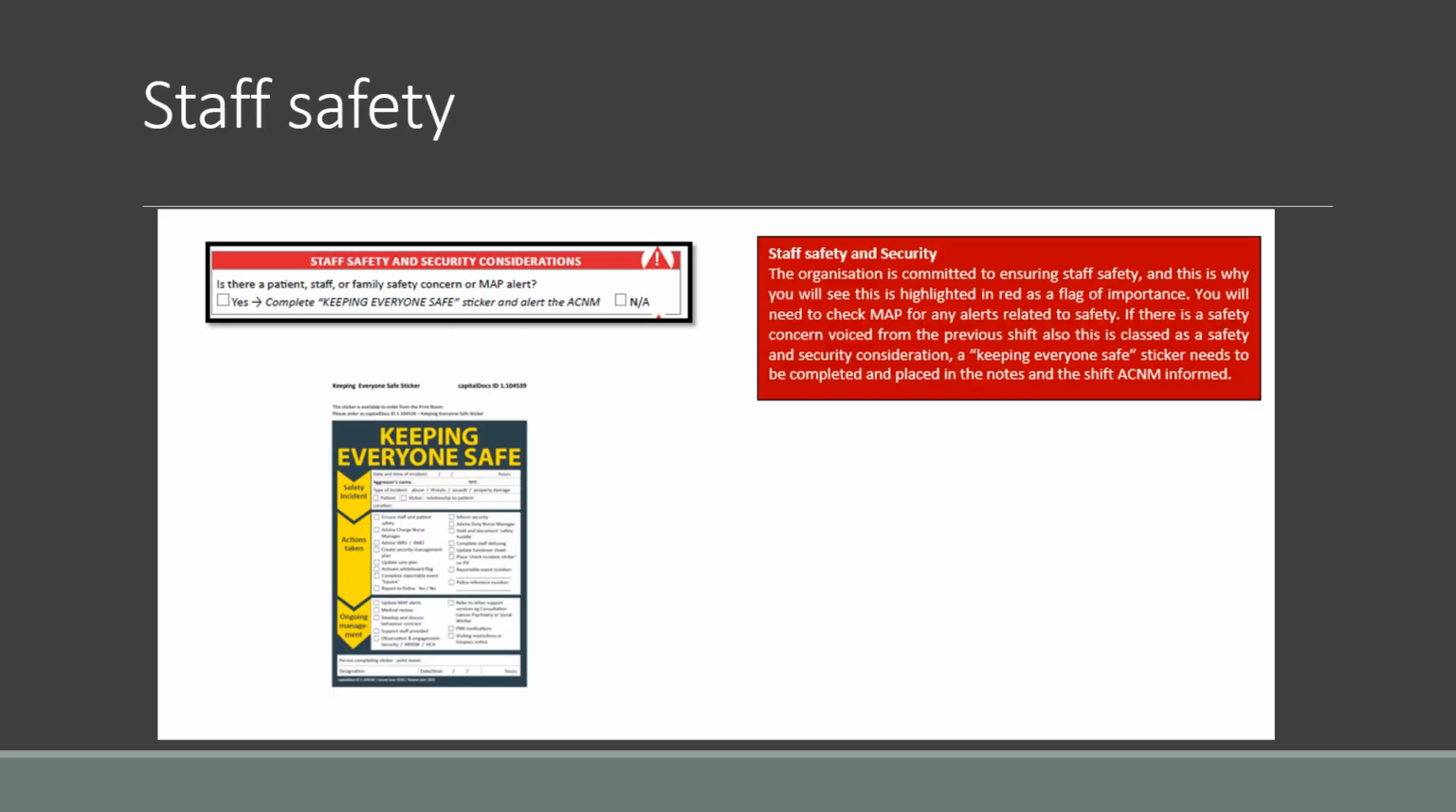Staff safety is incredibly important to ICU and the organisation, and we are committed to ensuring staff safety, and this is why this is flagged as red. You need to look at MAP and see if there is any patient, staff or family safety concern, and if there is, you need to talk to the ACNM, and we keep the stickers by the ACNM computer in the central area. So if you have something that's flagged or something is handed over to you, or you witness something from your relative or your patient, please approach the CNS team or the ACNMs.